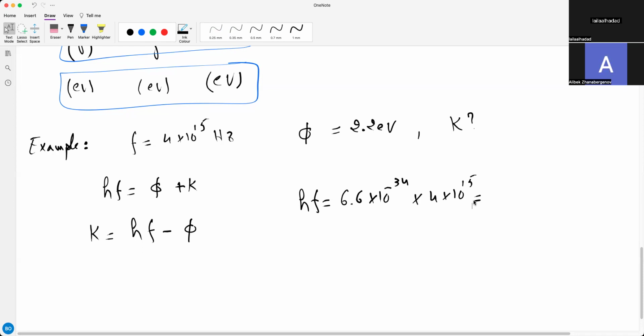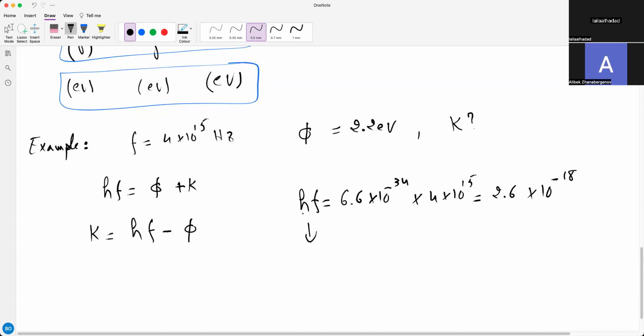34 multiplied by 4.15 gives you 2.6 10 to the minus 18. Now, how do you know that this is in joule and not in electron volt? Please just follow here.